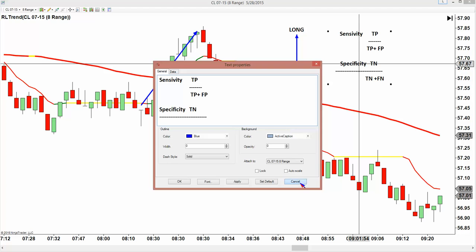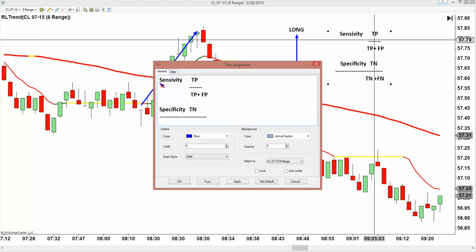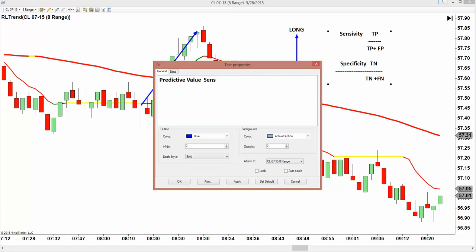Now, the other thing that's really important is the predictive value of a trade. I just want you to know this is not an exercise in nonsense. This is very, very important. It's sensitivity over specificity.